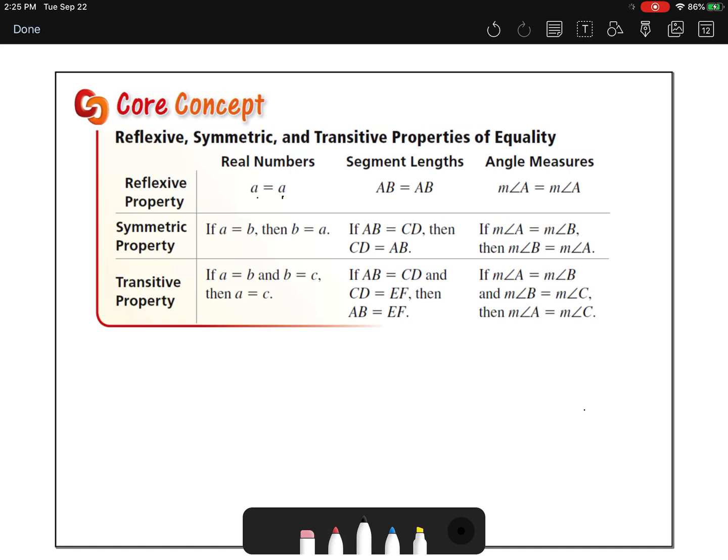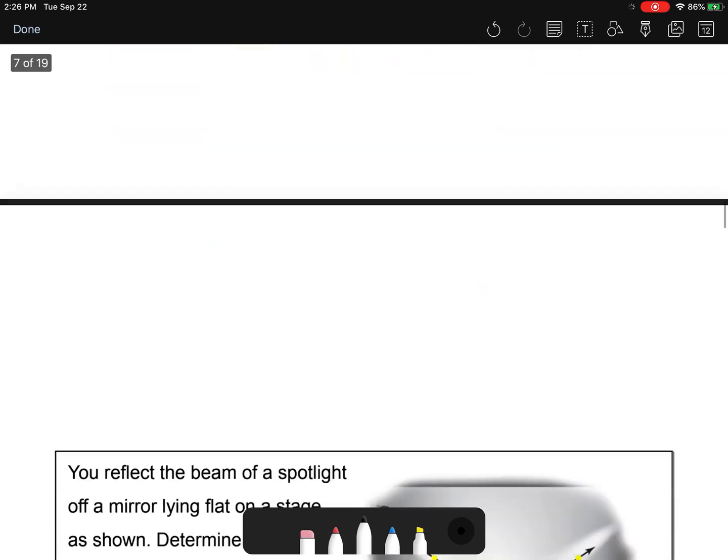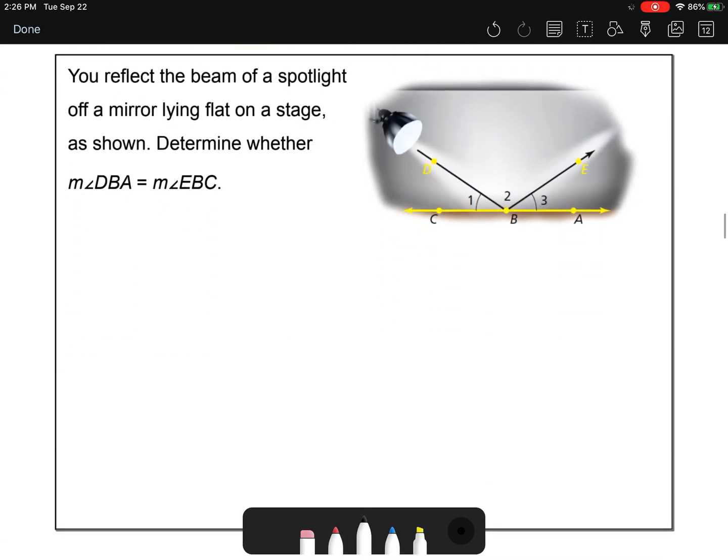Now, the transitive property is pretty simple too. Think of it this way. If A equals B and B equals C, then A has to equal C. Or if we use segment lengths, AB equals CD and CD equals EF, then AB and EF have to be equal. Makes perfect sense. So if the measure of angle A equals the measure of angle B, and the measure of angle B equals the measure of angle C, then these two angles have to be the same. So that's called the transitive property.